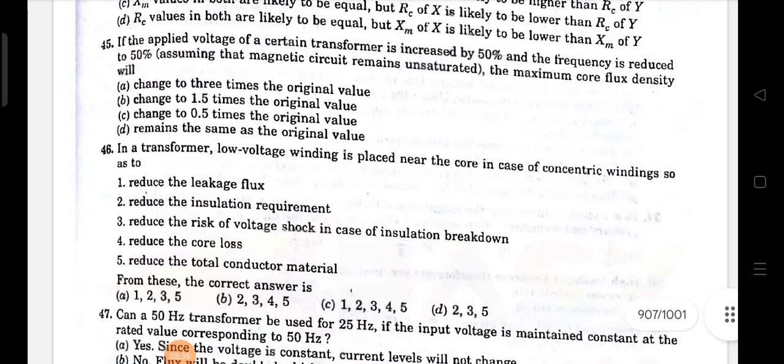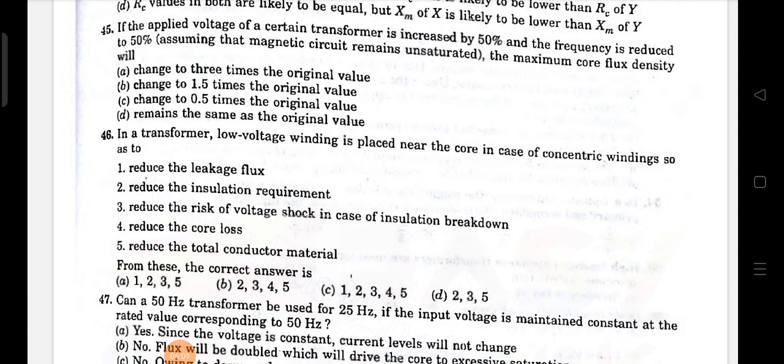Next, 46th question. In a transformer, low voltage winding is placed near the core in case of concentric winding so as to, okay, in case of concentric winding procedure, the first point is it reduces insulation cost. Okay, first we will see the given options.